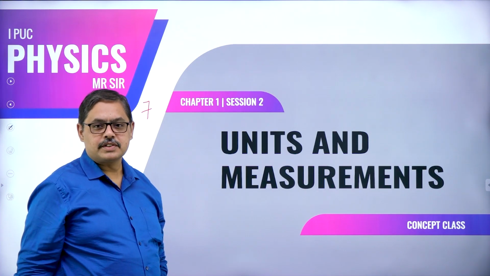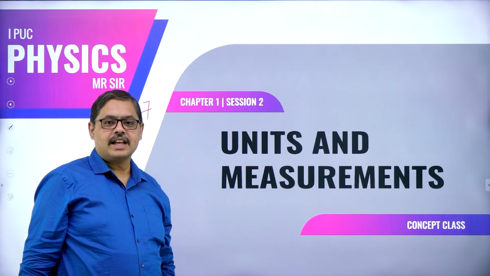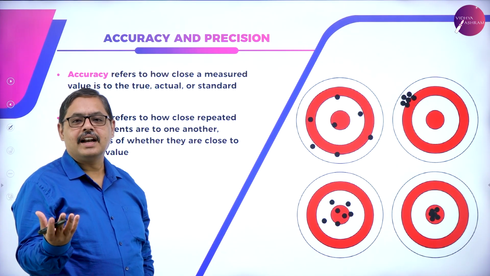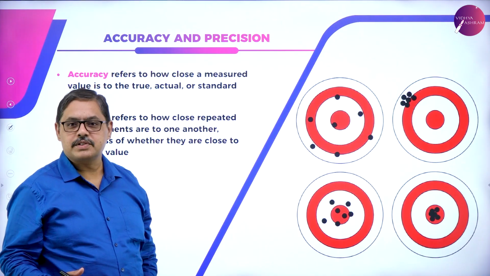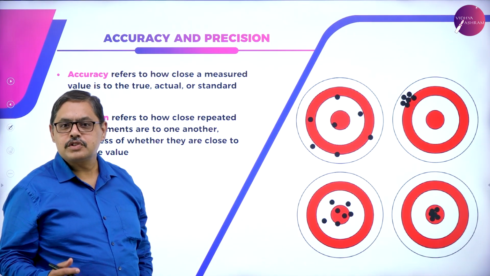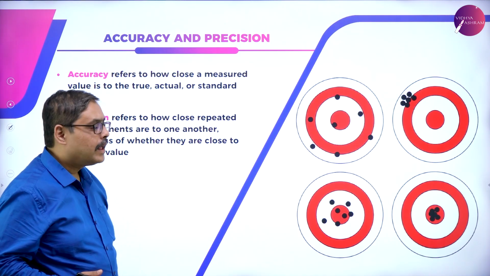Then we understood what are the symbols for those units and what is the rules that are applicable for writing the symbols. Moving on, in today's class, let us try to understand some very important concepts like accuracy, precision, least count, so on and so forth. Let us begin.